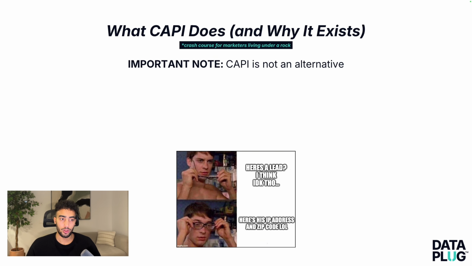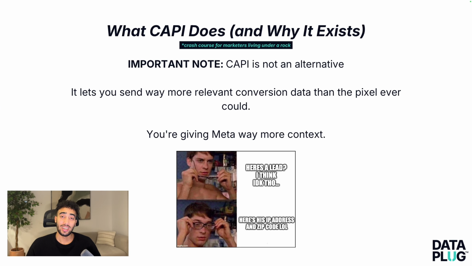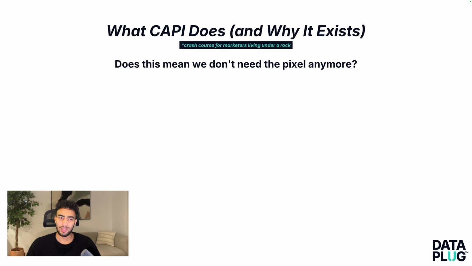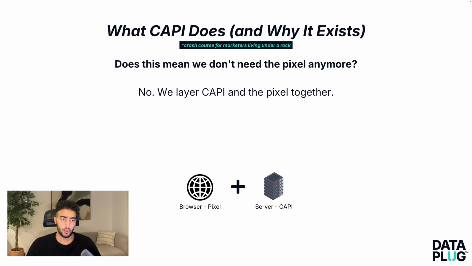Now, an important note is CAPI is not an alternative. It actually lets you send way more relevant conversion data than the pixel ever could. So you're giving Meta way more context. So does this mean we don't need the pixel anymore? No, we basically layer CAPI and pixel together.